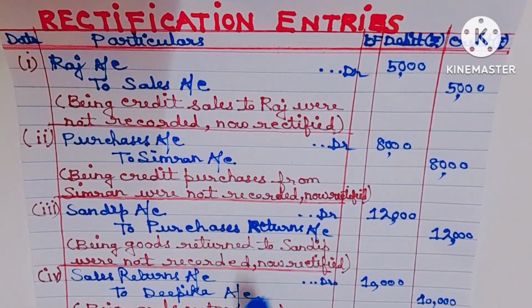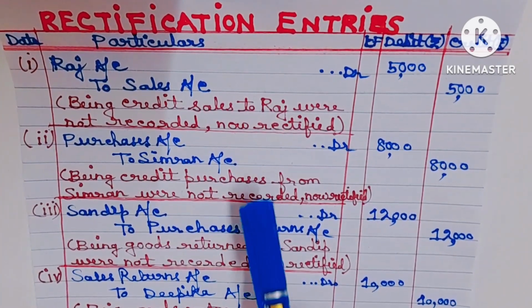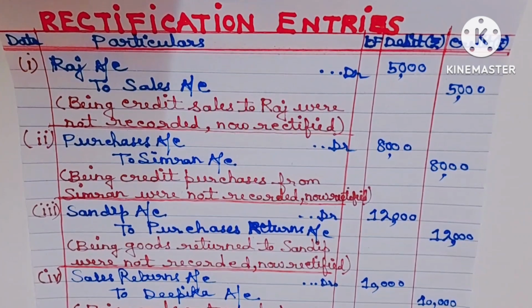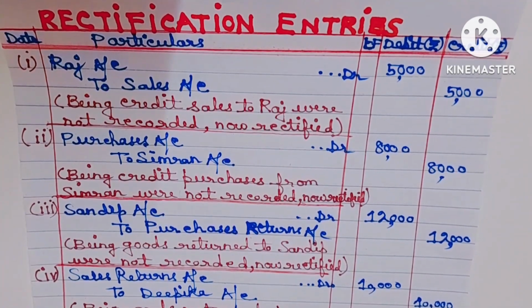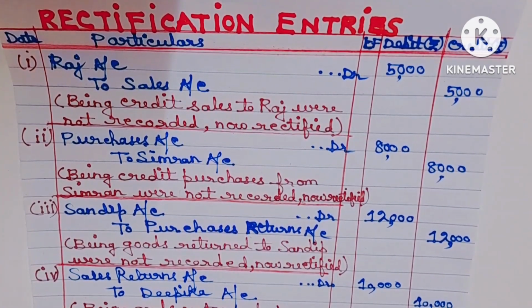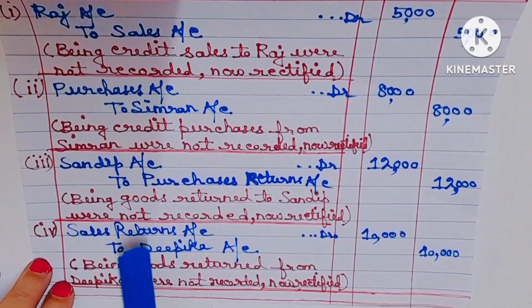Okay? Now, why Simran account is credit? Simran account is credit because Simran account comes under personal account. According to personal account, the giver of the benefit is credit. Here, Simran is the giver of the benefit, or Simran is the giver of goods. So, Simran account will be credited. Understood? Let's see the third transaction.